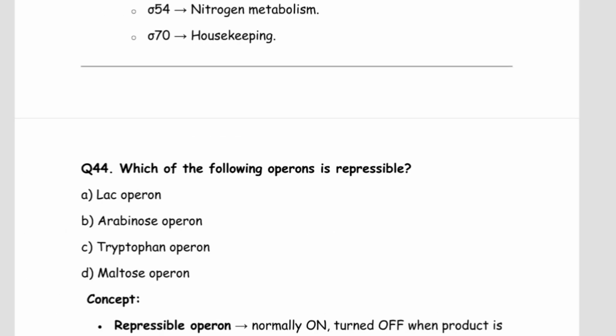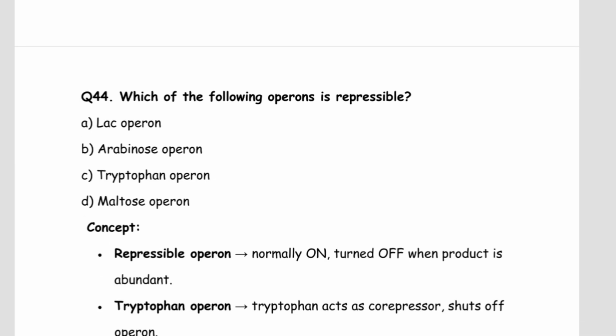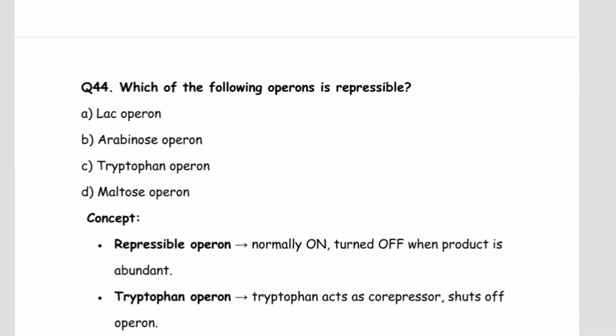Next question. Which of the following operons is repressible? A. lac operon, B. arabinose operon, C. tryptophan operon, and D. maltose operon. Correct answer is C, tryptophan operon. What are repressible operons? They are normally on and turned off when product is abundant. What is the product in the tryptophan operon? Tryptophan. It is an anabolic mechanism.